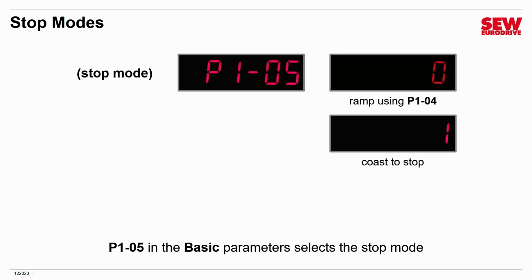There are 2 possibilities that you can put into this parameter. If you put a 0 in there, it will ramp to a stop using the deceleration ramp in parameter 1-04. If you put a 1 in this parameter, the VFD will coast the motor to a stop.